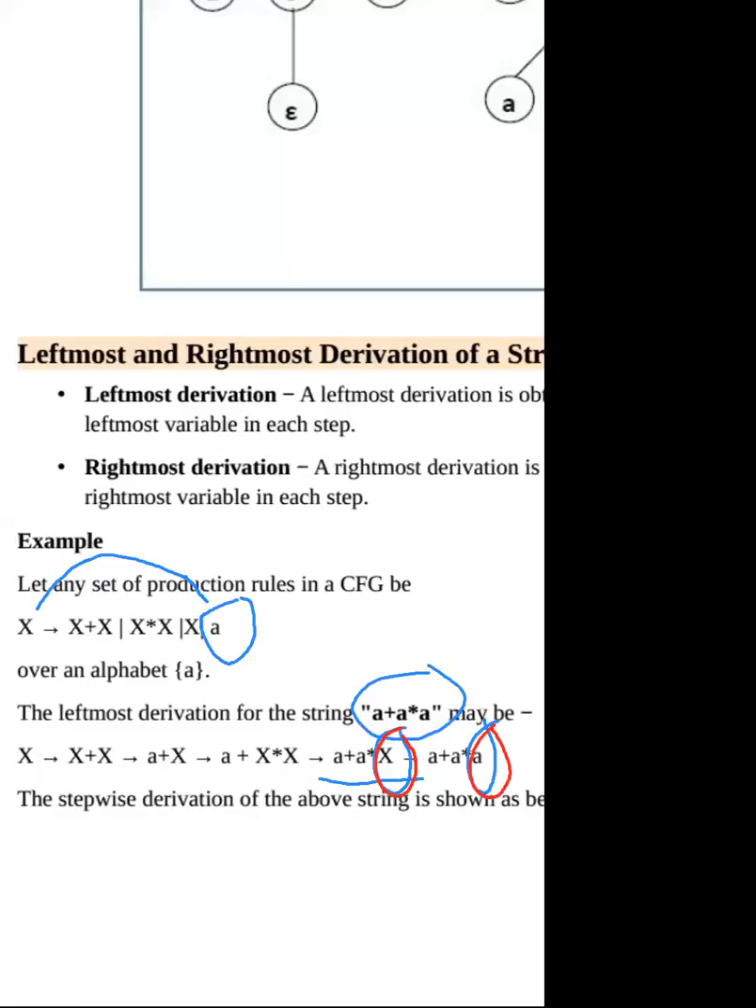So finally you got A plus A into A. Understood, all of you? So this is called leftmost derivation. Leftmost derivation means, I summarize again: at each step, we should replace the leftmost non-terminal on the right hand side.